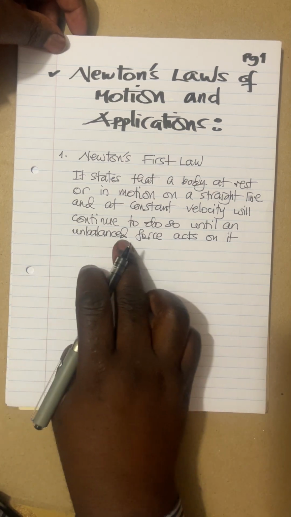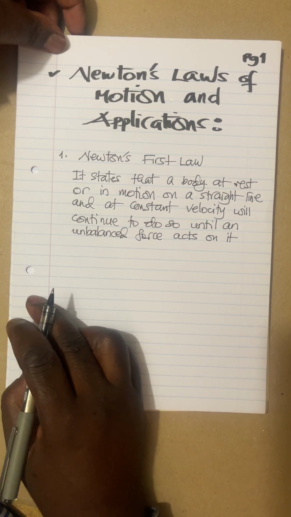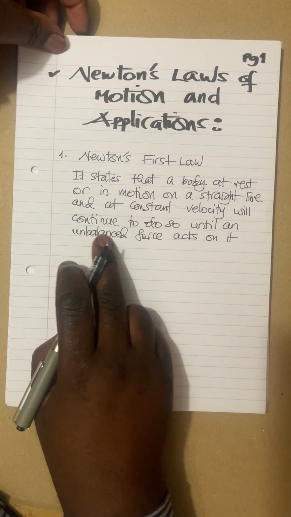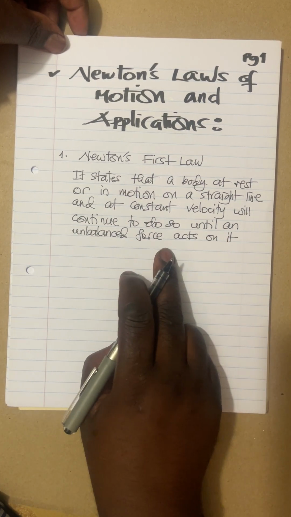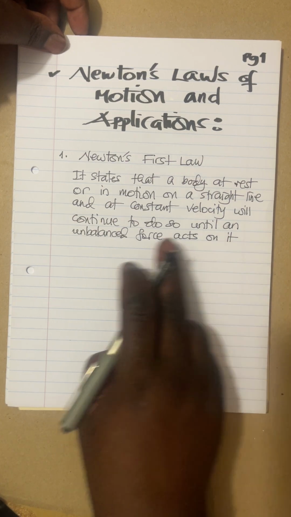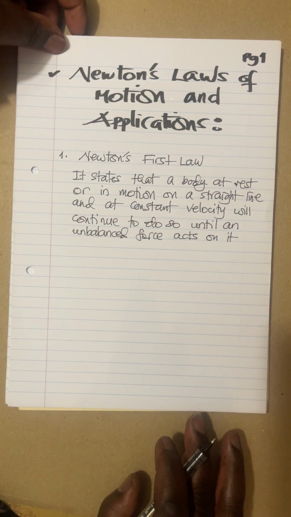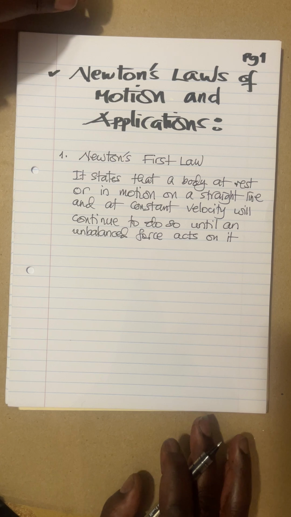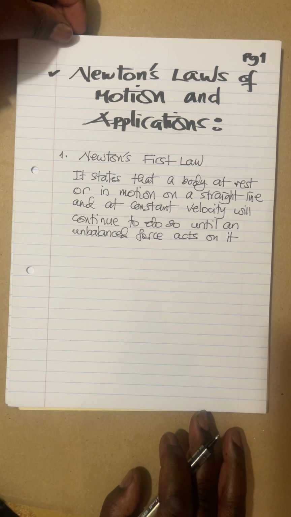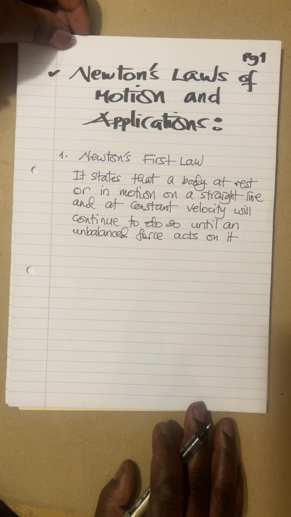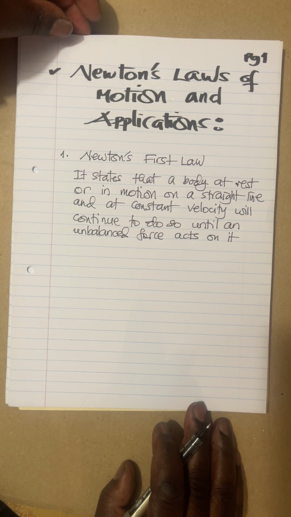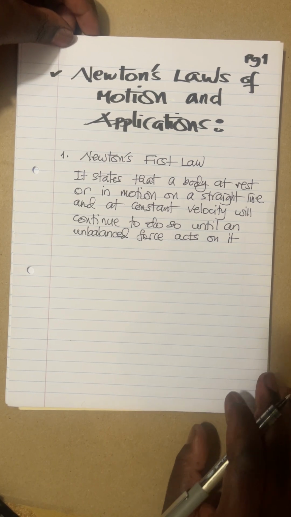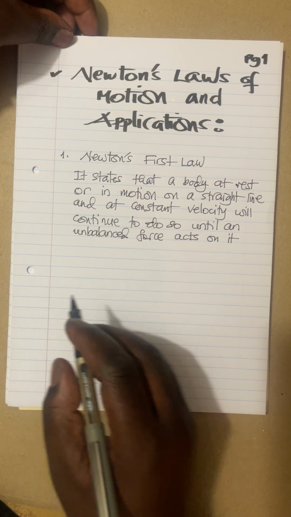So unbalanced, that word unbalanced means net or resultant force. So we're saying until an unbalanced force, or we can also say until a net force acts on it, or we can also say until a resultant force acts on it. Then that body will not continue to remain at rest or in motion in a straight line and at constant velocity. In other words, it may actually have its velocity increased or decreased, or it may change direction. Now, that's Newton's first law.